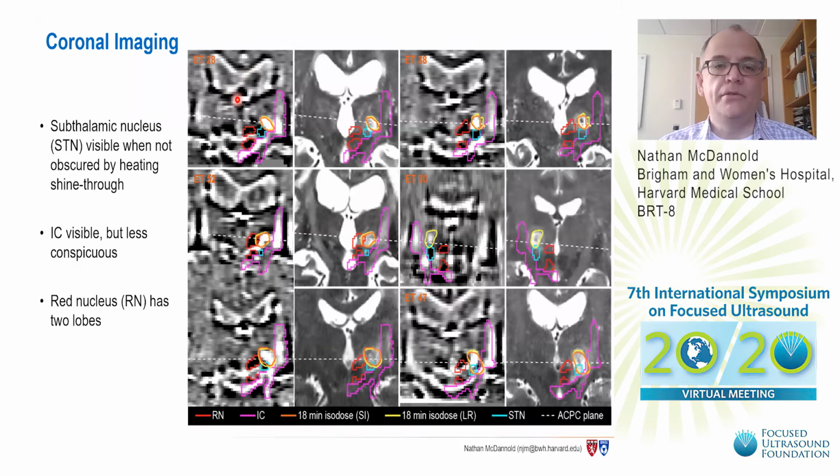Looking at coronal images, again, we can make out the location of the internal capsule. Here again, this is the thermal dose, which is getting right next to the capsule. In light blue, we see the subthalamic nucleus, and we can see again that the location of the heating is typically right on top of that. And again, we can see these dark areas that I believe are the red nucleus, or artifacts from the red nucleus.